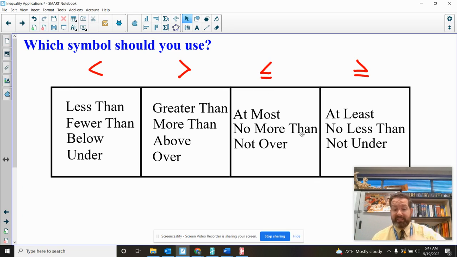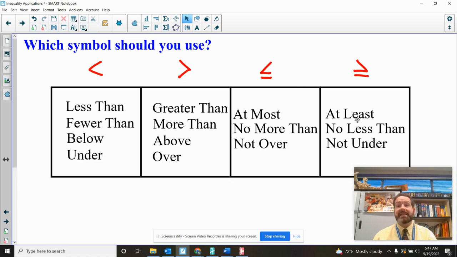No more than means I can go up to this level, but no higher. So below is okay. That's less than or equal. Not over. So you can go up to this level, but not above it. That means below is okay. Those are all less than or equal.